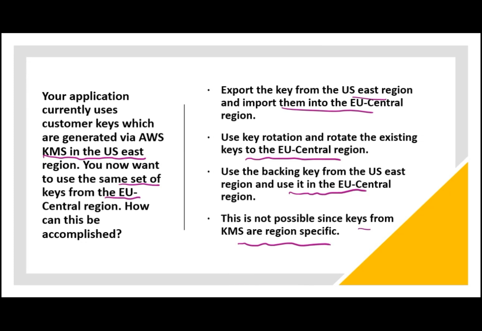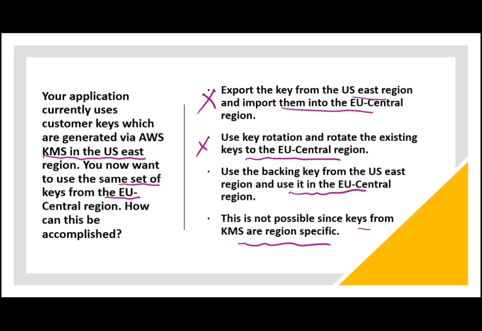So let's talk about the options one by one. Here they are asking export the keys from the US East region and import them into the EU Central region. It's not correct because keys cannot be exported and imported across AWS regions. So it is region specific, so it will not work here. Second option, use key rotation and rotate the existing key to the EU Central region. This is also not possible because for this one we need to export the keys. That is not possible across regions. This will also not work.